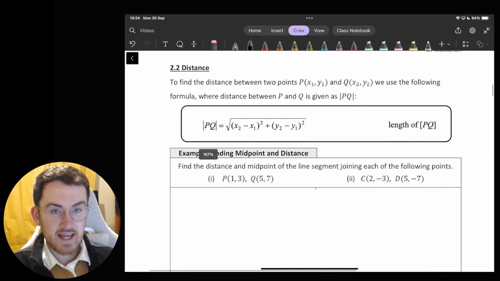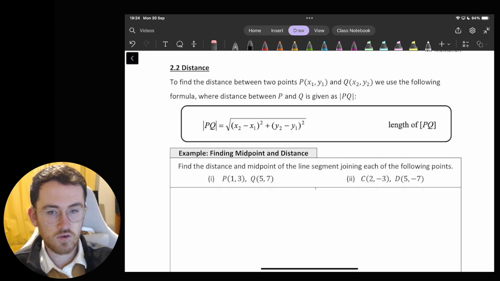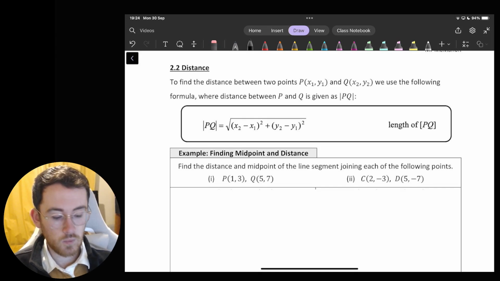Distance then, the second formula that we want to look at. If I want to find the distance between 2 points, again labelled in the same way, then I'm using my formula square root of x2 minus x1 squared plus y2 minus y1 squared. And again, this formula is given to you in exactly this format. This is copied directly from your formula and tables book for you here, just so you can be familiar and see it in the same way.